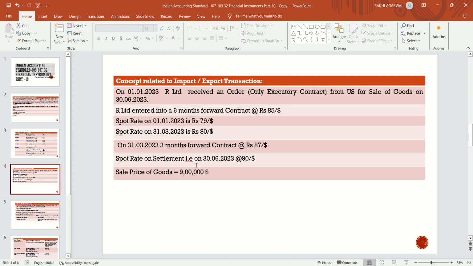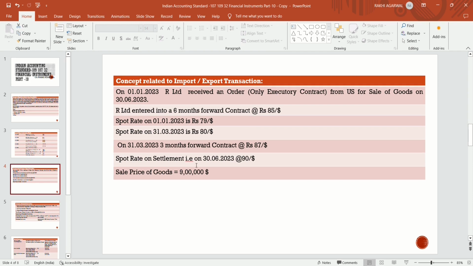So suppose on 1st January 2023, R Limited receives an order from the US, from a foreign entity, for sale of goods on 30th June 2023. So R Limited receives an order. Only he receives the order, he has not executed that order. He receives the order from a foreign company, which is a US based company, for supply of goods to the foreign company on 30th June 2023. So he entered into a forward contract, a 6 month forward contract with a foreign company at the rate of rupees 85 per dollar.